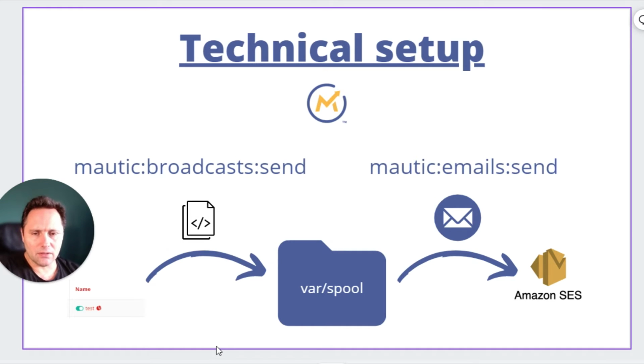Regarding the recap, the emails are generated in 2 steps. Step number 1 is done by the broadcast command. A file is placed into the var/spool folder. Each email will be a file. And then a second command is needed, which takes this file and sends it further to Amazon SES or any other SMTP. That's the Mautic email send command.